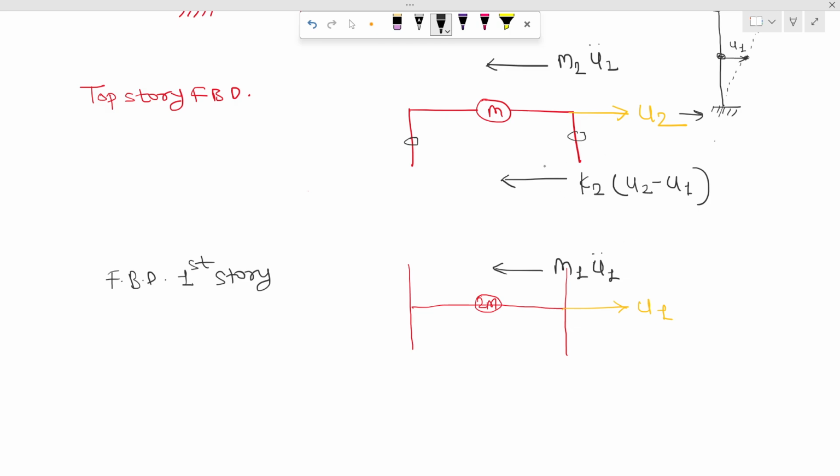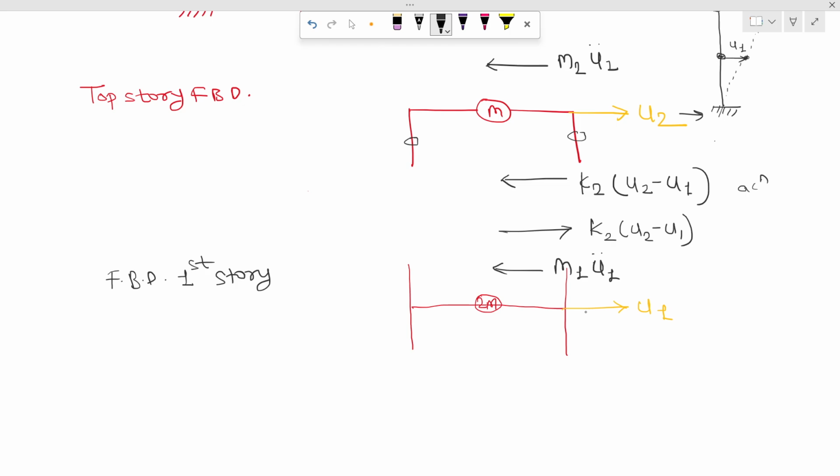Okay, now as they are connected, here you can see this is the action. Now this will become the reaction for the first floor. So you can show the arrow in opposite direction and write K2 into U2 minus U1. Okay, so that's why I told you that you should go drawing the free body diagram from top to bottom and in a sequence so that you can immediately show the action as well as the reaction.